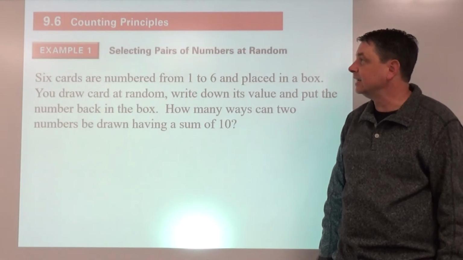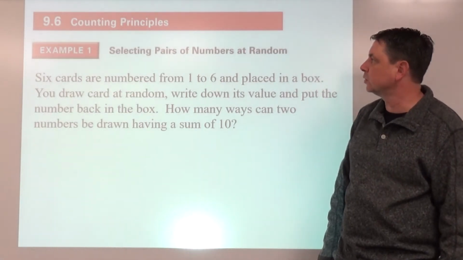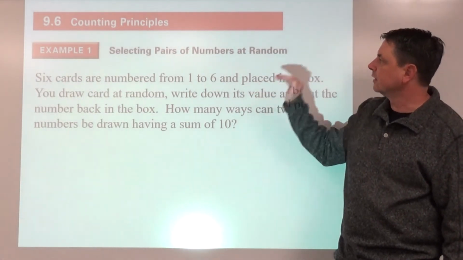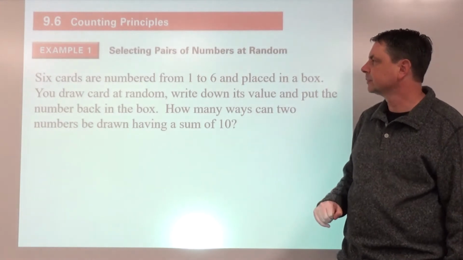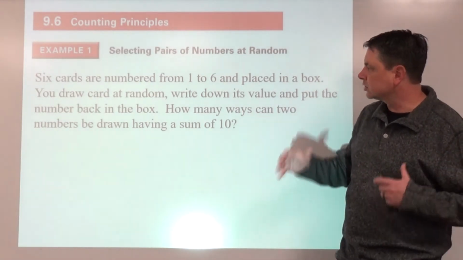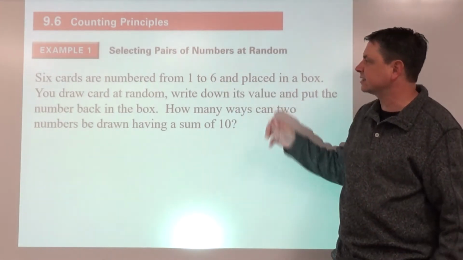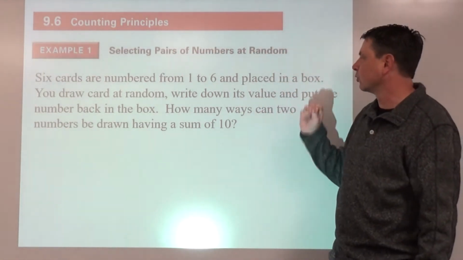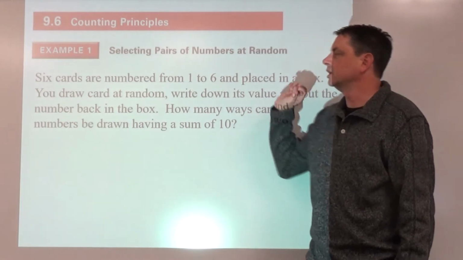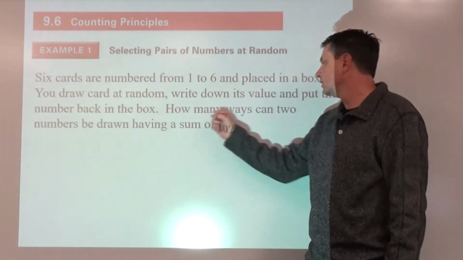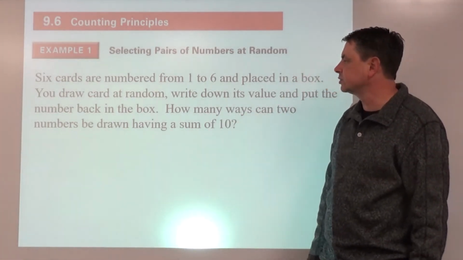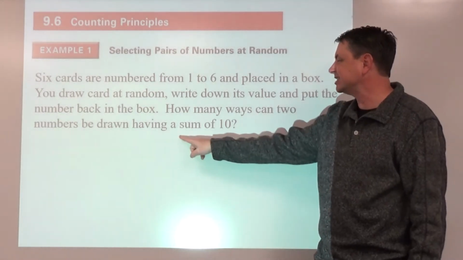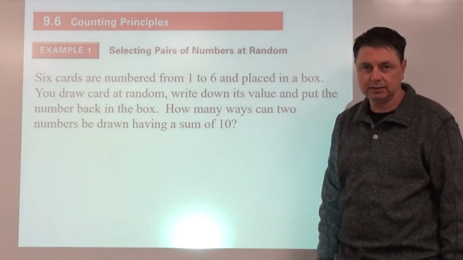And this is lesson 9.6, counting principles. So we're going to start with selecting pairs of numbers at random. You have 6 cards, and on the cards are the numbers 1 to 6. They're placed in a box. We reach into the box, pull a card at random, write down its value, put the number back in the box. How many ways can two numbers be drawn and have a sum of 10?